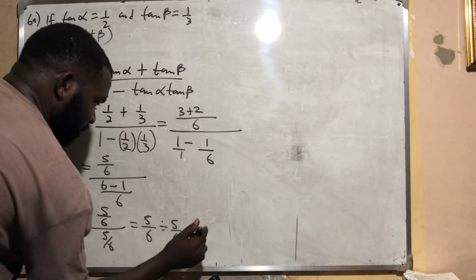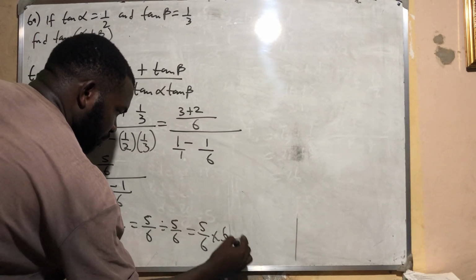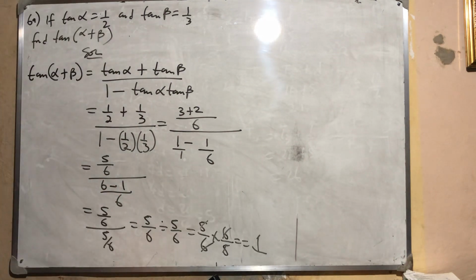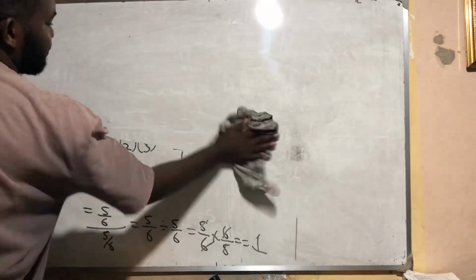Or you change it: 5 over 6 times now 6 over 5. So this cancels this, this cancels this, so I'm having 1 as my answer. So the answer there is simply 1. Right? Very, very simple. So all you need is just to know the tan formula.